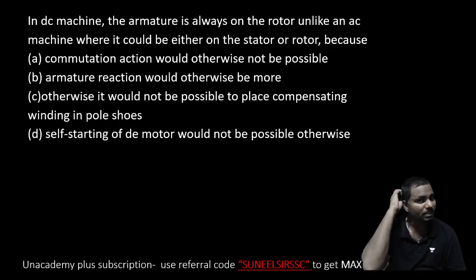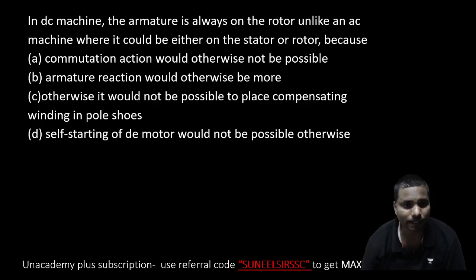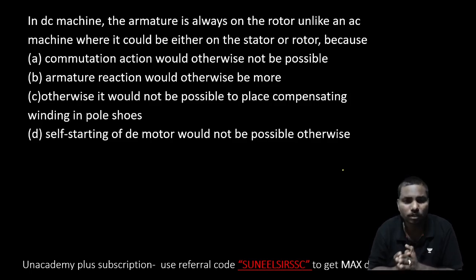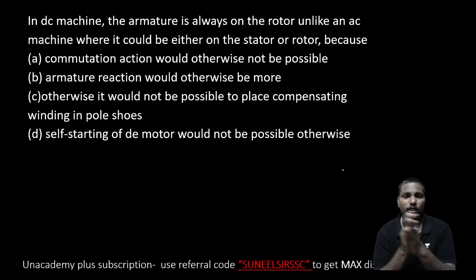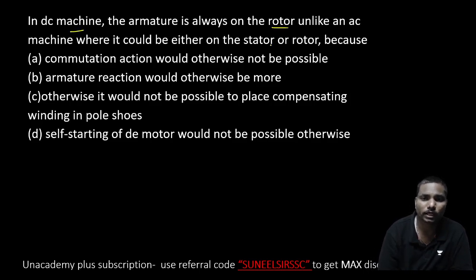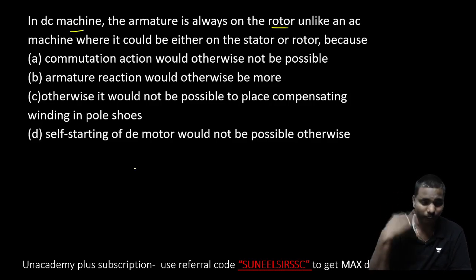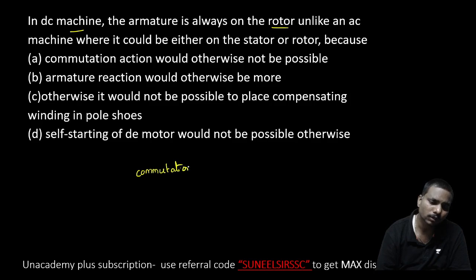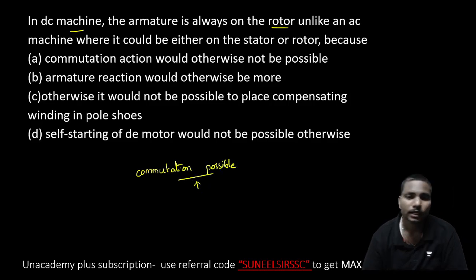In a DC machine, armature is always on the rotor, unlike an AC machine, where it could be on either the stator or the rotor. In case of an AC machine, we can use either stator or rotor. But in case of a DC machine, we have to fix the armature on the rotor only. Why? Because we have to get a rotational armature. Only then does commutation action take place. If it is rotating, only then is commutation possible, and reversal of the current takes place.